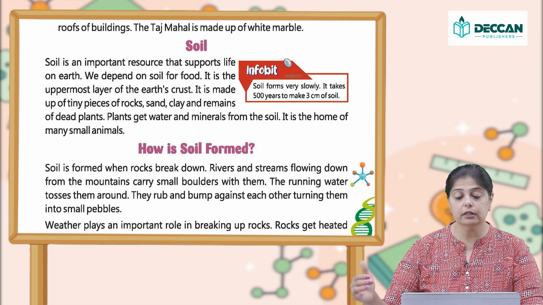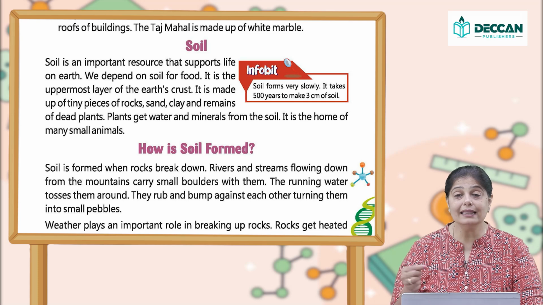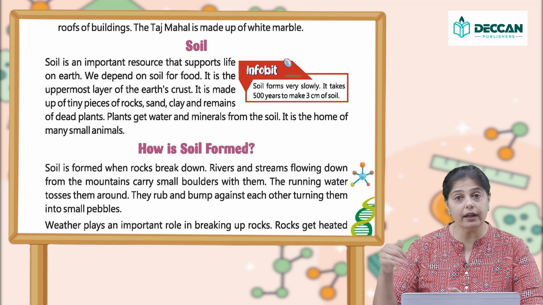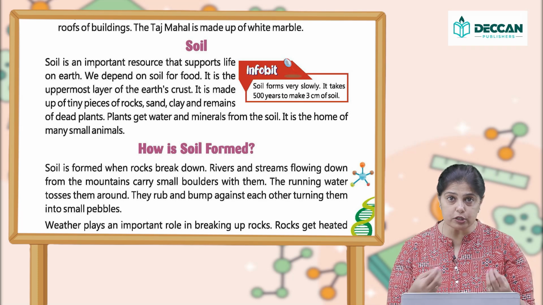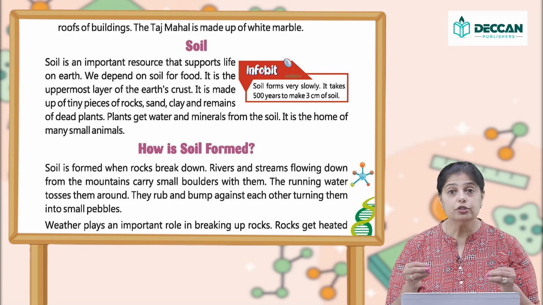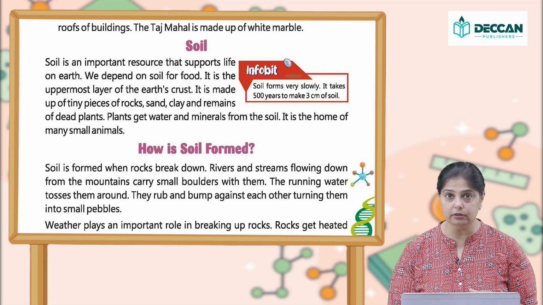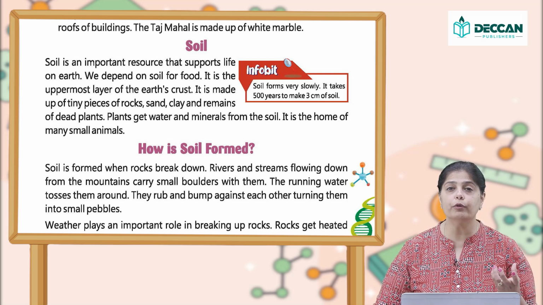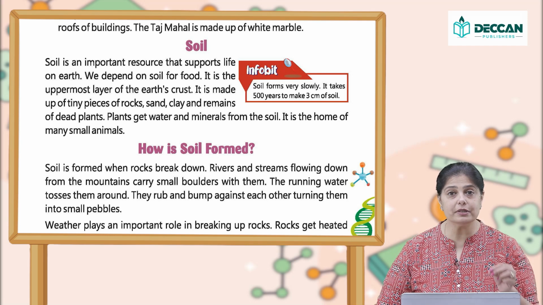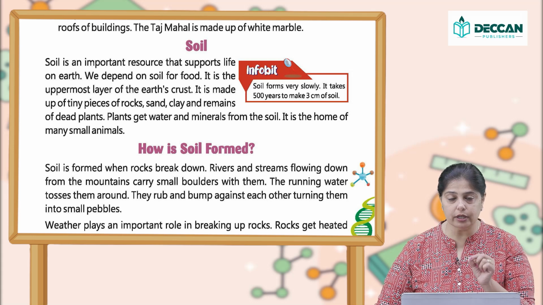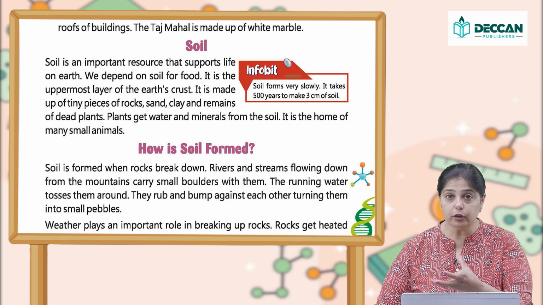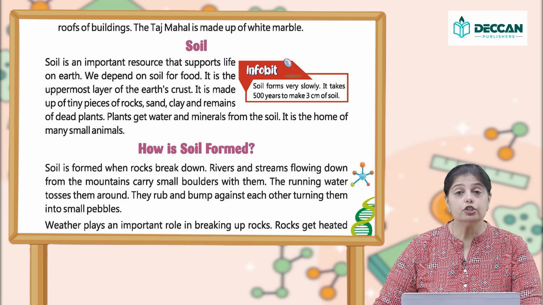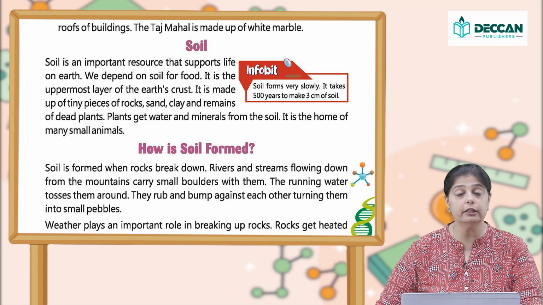Rivers and streams flow down from the mountains, and when they are flowing down, they carry small boulders with them, and this running water tosses those small boulders here and there. So they rub and bump against each other, turning into small pebbles, and that's how small pebbles are formed. If you have gone to a waterfall or a river, you must have seen tiny pebbles there. Those are formed because of the moving river, which makes them rub and bump against each other. So weather plays a very important role in the breaking up of rocks.